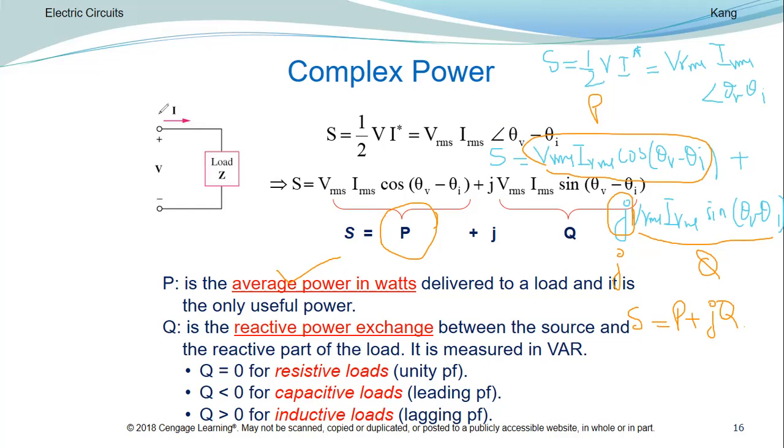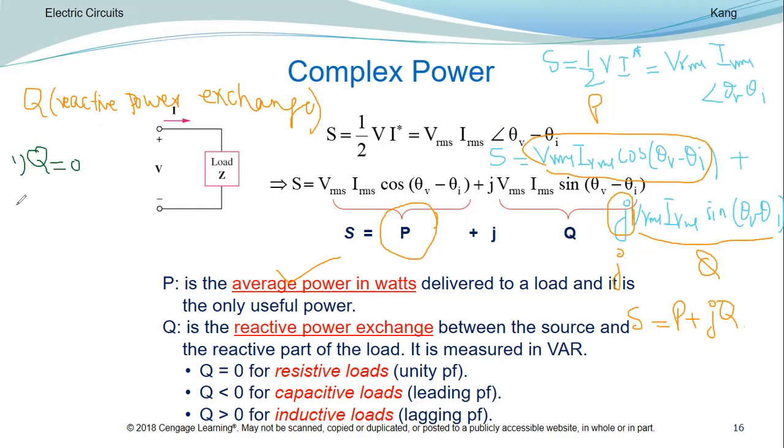Okay. So there is basically Q. So again, what is Q? Q is reactive power exchange, and it will depend on three parameters. First, it is Q equals to 0.